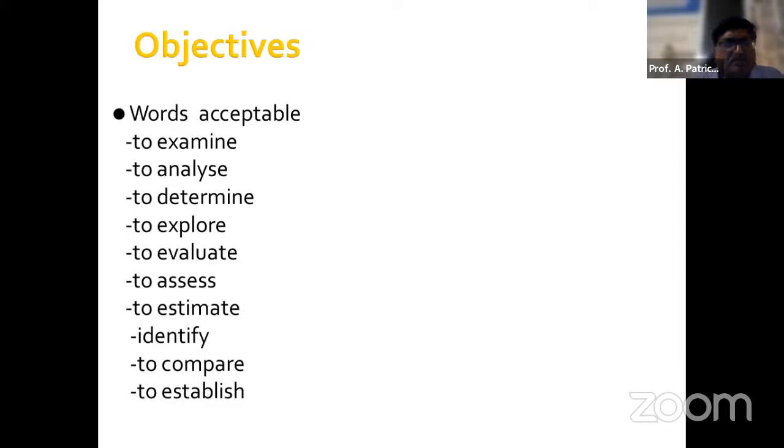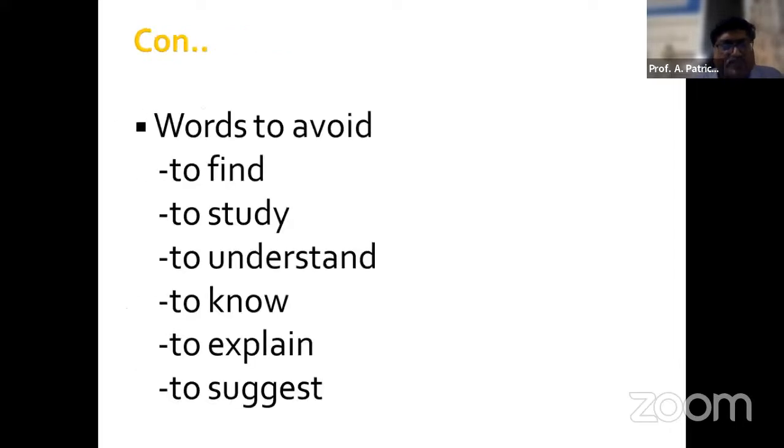But please observe, and I would only exhort and request you, please avoid words like to find, to study, to understand. It is your personal understanding. People want to build something on what you found. So here, don't use words like to know, to explain. And another word people tend to use when they write their objective is to suggest. The outcome of your work is to give recommendations and suggestions, so to provide suggestions cannot become your objective. So please avoid it.